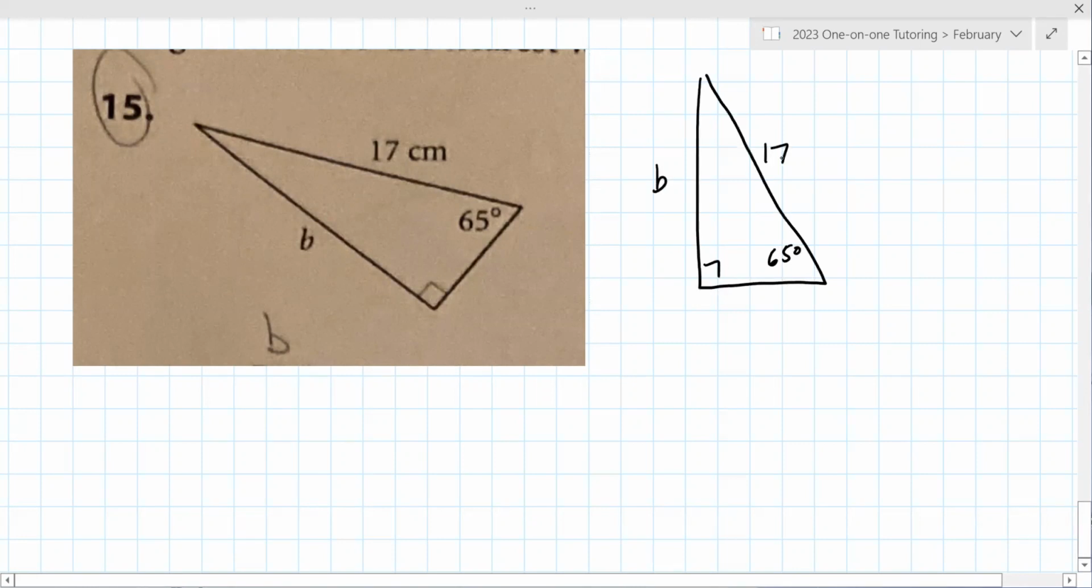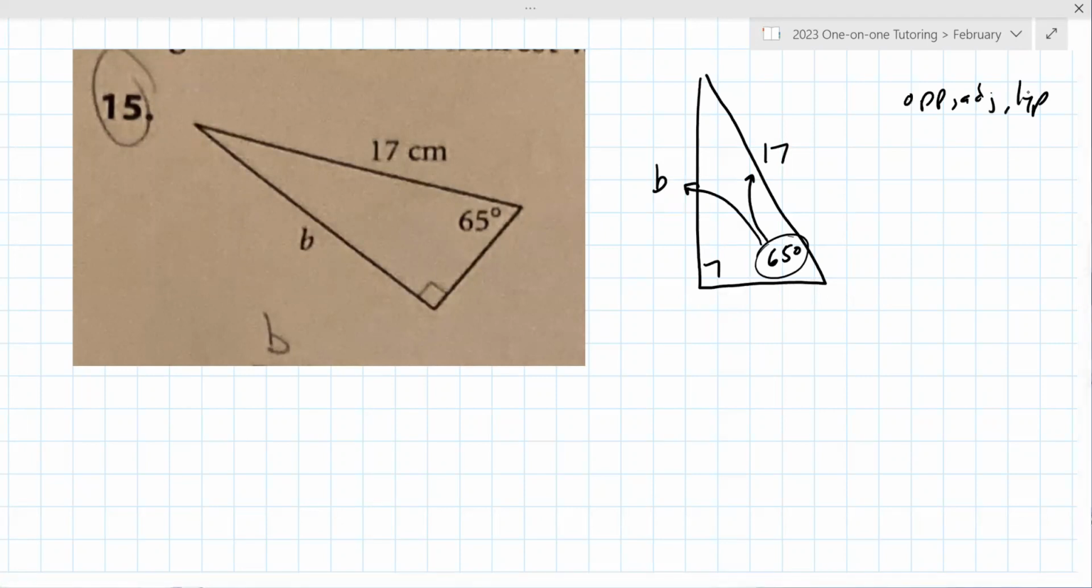Now, again, relative to this angle, what is B and what is 17? And your answers are opposite, adjacent, hypotenuse. So you know the hypotenuse is 17. And I guess there's an adjacent. Is the adjacent to the 90-degree angle? No, it's always to the angle that's given to us in the scenario.